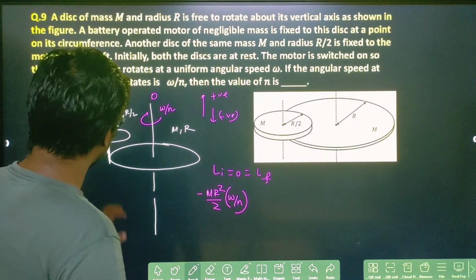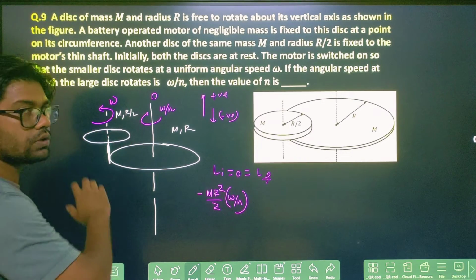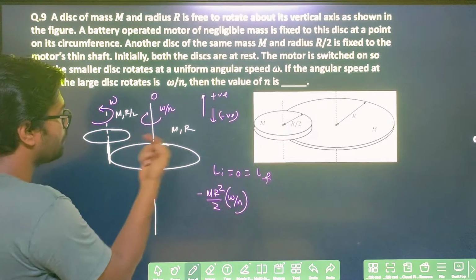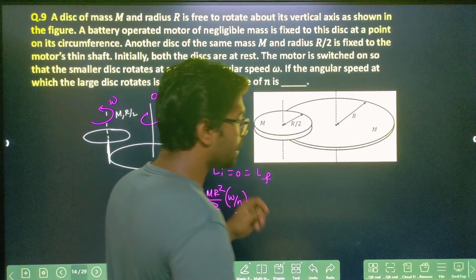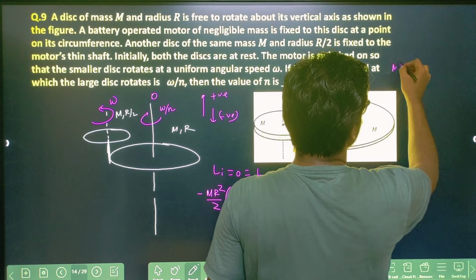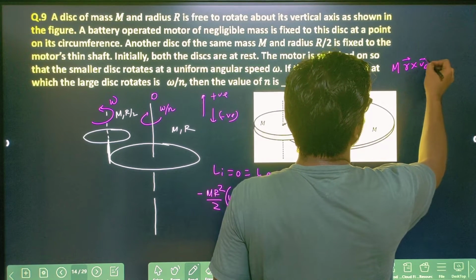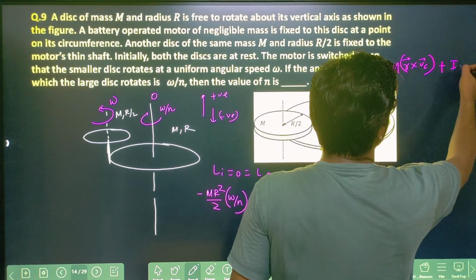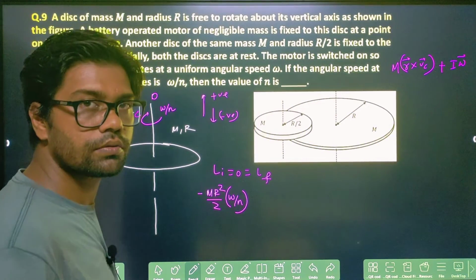Now I have to write down the angular momentum of this smaller disc. But the smaller disc is doing two types of motion. One is rotating about its own axis, and the other is moving with the bigger disc. So for this type of motion we know how to write down the angular momentum, right? That angular momentum is written as basically m r cross Vc plus I omega, right? About which axis you want to find out.